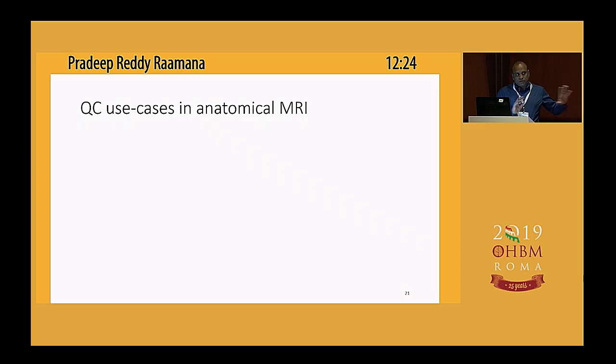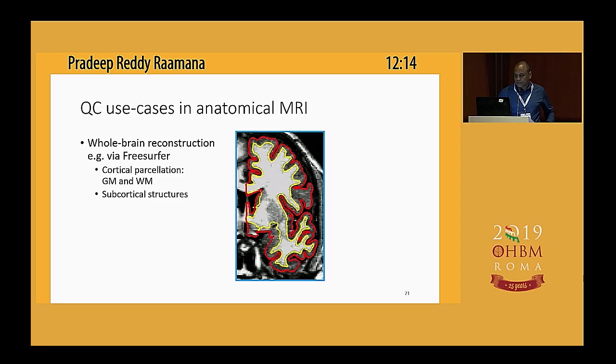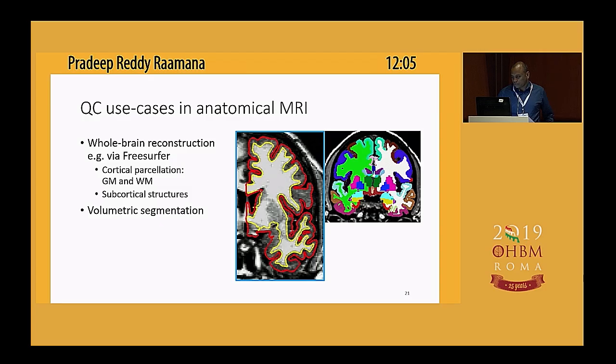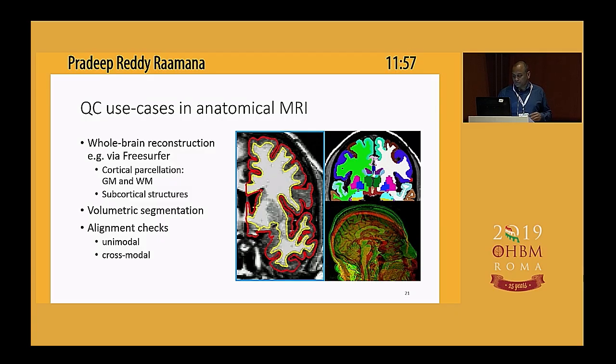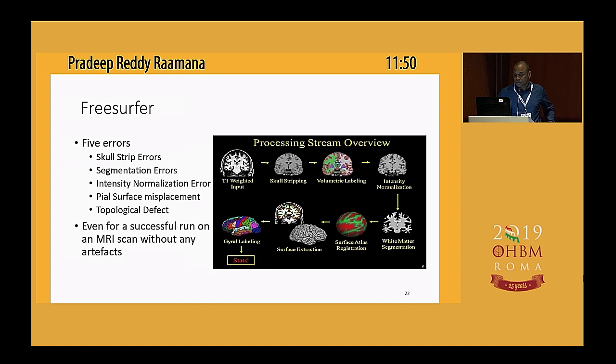So those are the common artifacts. Now I'm going to give you a few practical use cases for people who are interested in actually analyzing T1 weighted MRI data. That includes whole brain reconstruction from FreeSurfer, which is quite popular, cortical parcellations and subcortical structures, and volumetric segmentation, followed by how we can perform alignment checks, both in the case of unimodal, T1 to T1, or even cross-modal, PET, EPI to T1 or PET to T1, for example, right?